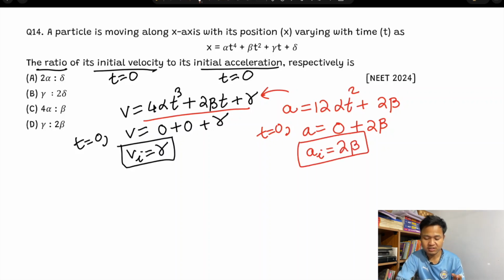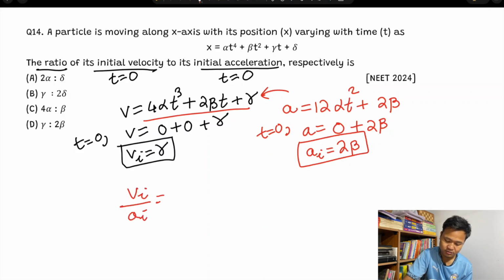Okay, so now we take the ratio of these two. So what is vi divided by ai? So gamma by 2 beta. Okay, so gamma by 2 beta. So that is the answer, D.